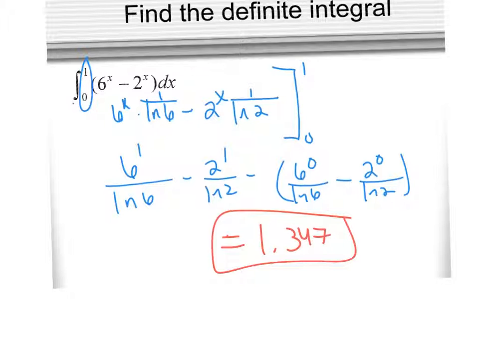Alrighty folks, hopefully you got what I got. If you didn't, check out what I did. So remember, the integral of 6 to the x is 6 to the x times 1 over ln of 6, and then minus 2 to the x times 1 over ln of 2. And then we plug in 1, subtract what we get after we plug in 0. Anything to the 0 is 1, so it's 1 over ln of 6 minus 1 over ln of 2, and then times what we got at the beginning. And you should get about 1.347.